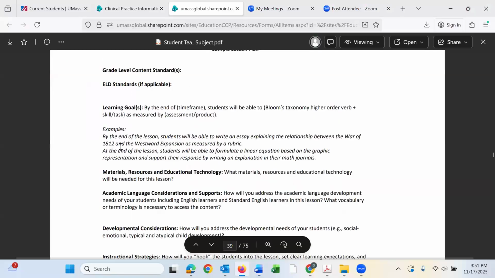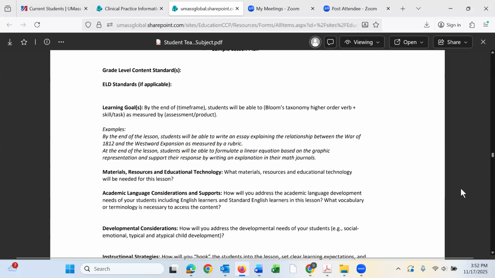in this formula. There are a couple of examples here. By the end of the lesson, so there's a time frame, students will be able to write an essay. So that's something that they are creating, they're generating this information. And in there, they are explaining the relationship between, so write is the actual verb, but within that, they're explaining the relationship between the War of 1812 and the Westward Expansion as measured by the assignment rubric.